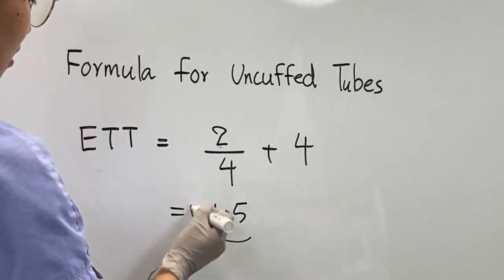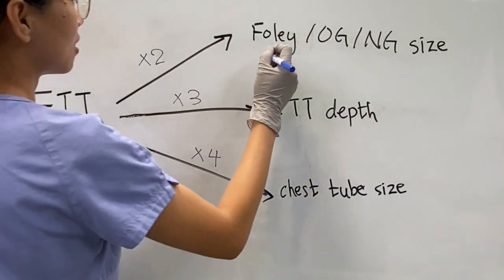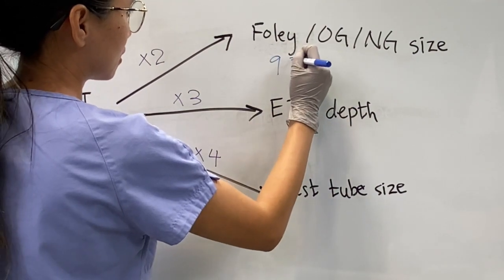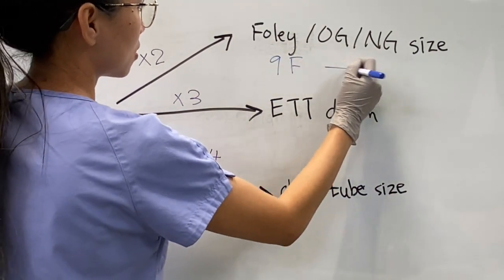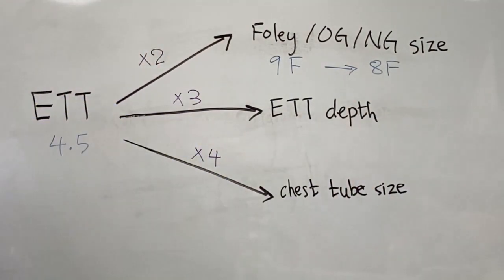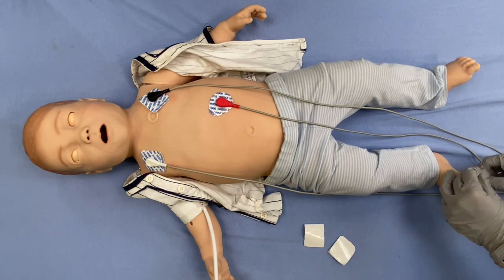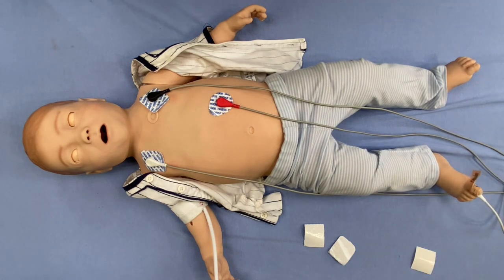The ET tube size for a 2-year-old is 4.5. Multiplying by 2 gives you 9 French for the Foley or gastric tube. Generally, these tubes are only available in even numbers, so round down to an 8 French to be more comfortable for the child. Now, let's say the child is also a trauma patient with a hemothorax.